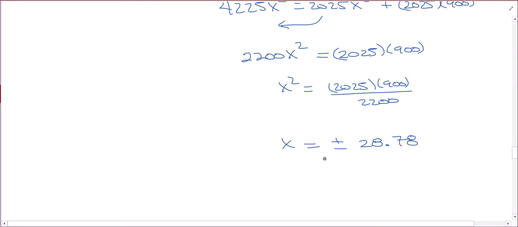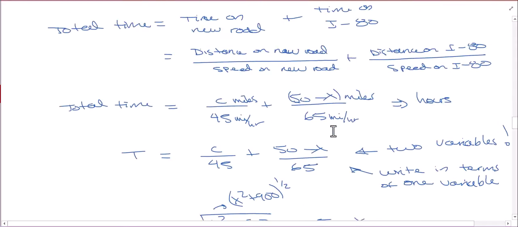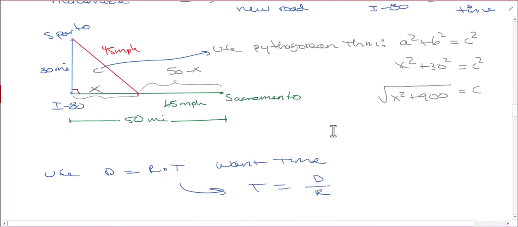So this is my x. Now x can't be negative, right? Because where is x? X represents a distance. On my picture, x is the distance from I-80 to wherever that road is going to go. In fact, we can add a constraint here to x. X has to be greater than 0 because it represents a distance, but it has to be less than 50 because I-80 is 50 miles away from Sacramento.